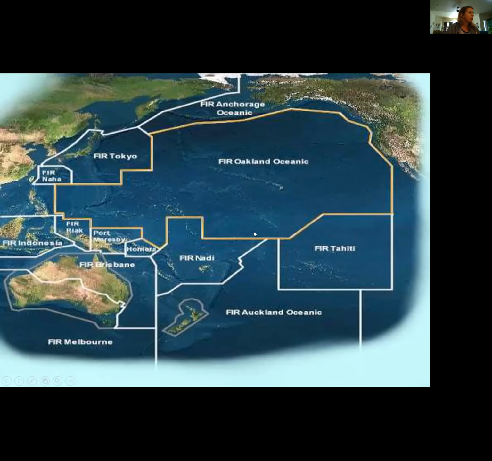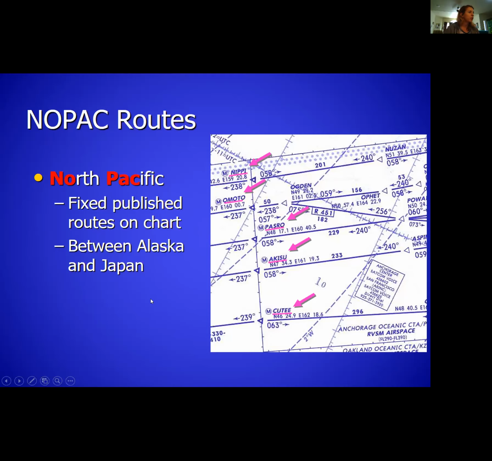PACOTS is a strange acronym, but that's what they use. Published daily as a NOTAM. North Pacific routes, notice something cute? Anyone notice what they spell out? N-O-P-A-C. Nipi, Omoto, Pazro, Akisu, and Cutie. They spell out NOPAC. Somebody had too much time on their hands. They were bored. So between Alaska and Japan, you'll have these fixed published routes on your chart.